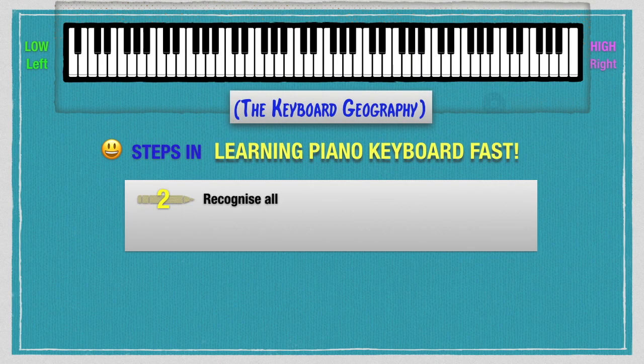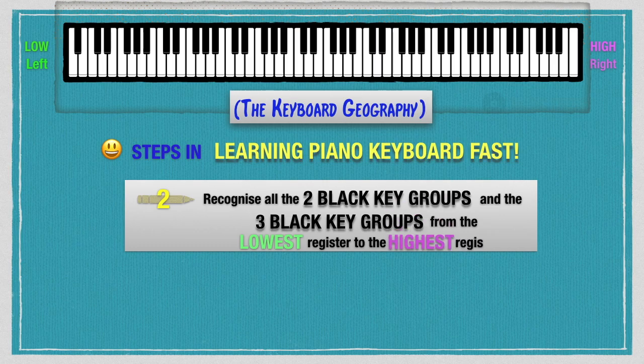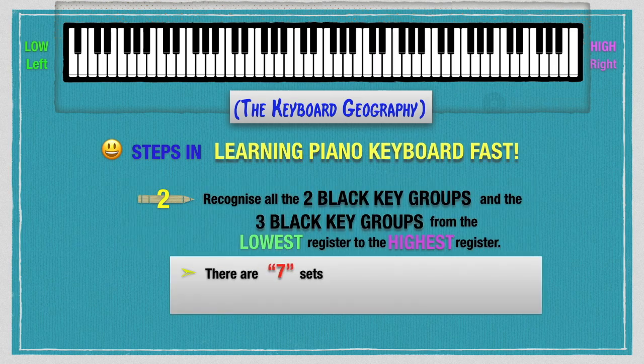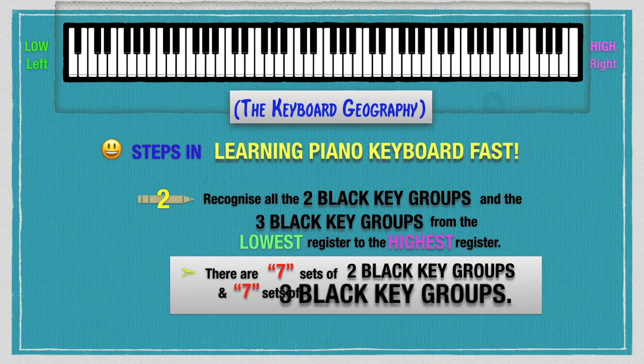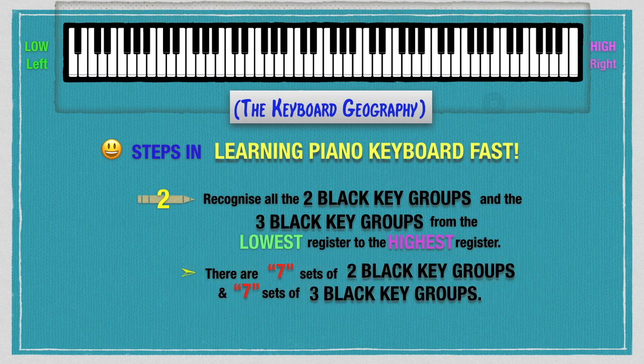Step 2. Recognize all the 2 black key groups and the 3 black key groups from the lowest register to the highest register. There are 7 sets of 2 black key groups. Those are the first 2 black key, second, third, fourth, fifth, sixth, and the seventh 2 black key group. And there are 7 sets of 3 black key groups. Those are the first 3 black key, second, third, fourth, fifth, sixth, and the seventh 3 black key group.